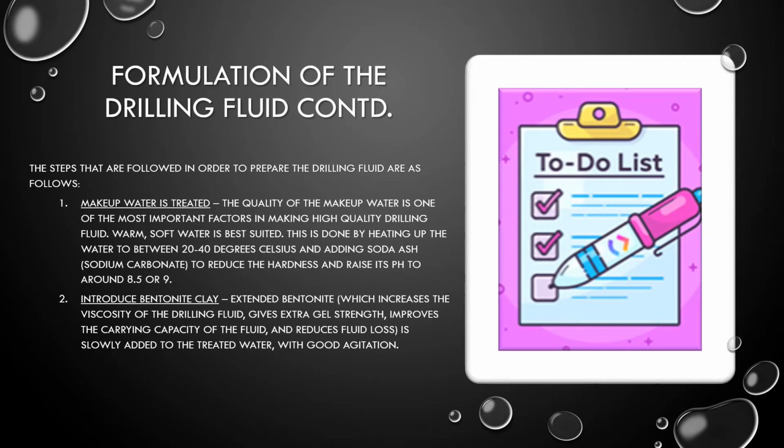The steps that are followed in order to prepare the drilling fluid are as follows. Number 1, the makeup water is treated. The quality of the makeup water is one of the most important factors in making high-quality drilling fluid. Warm, soft water is best suited. This is done by heating up the water to between 20 and 40 degrees Celsius and adding soda ash, also known as sodium carbonate, to reduce the hardness and raise its pH to around 8.5 or 9.